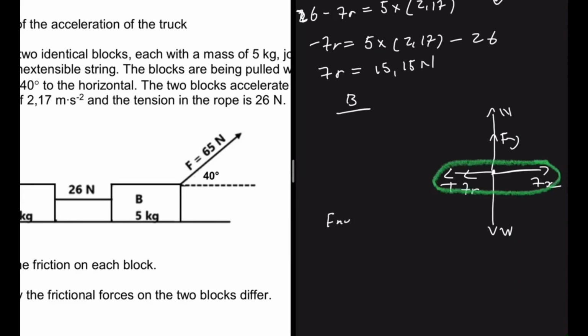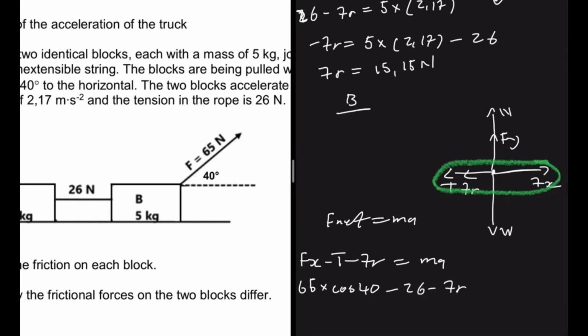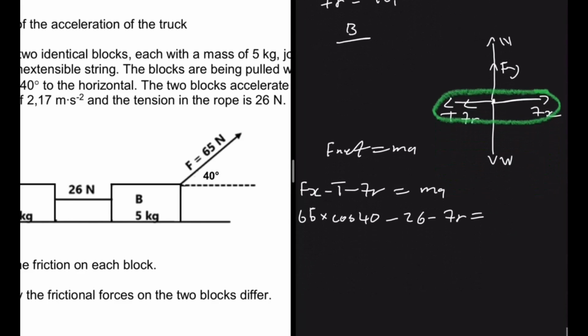But we are only interested in the x component of F. Again, F net is still equal to ma. What do you do at this step? You say that the force that is pulling the object minus all the forces that are opposing. Which force is pulling the object? That is Fx minus all the forces that are opposing, the tension and the frictional force, equals ma. So to find the Fx, we're going to say 65 multiplied by cos of 40. That is how we find the x component of that force. Minus the tension, which is 26, minus frictional force, which we're interested in, equals ma.